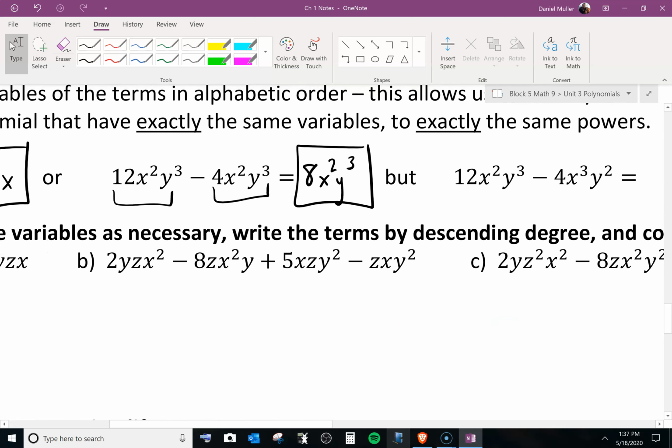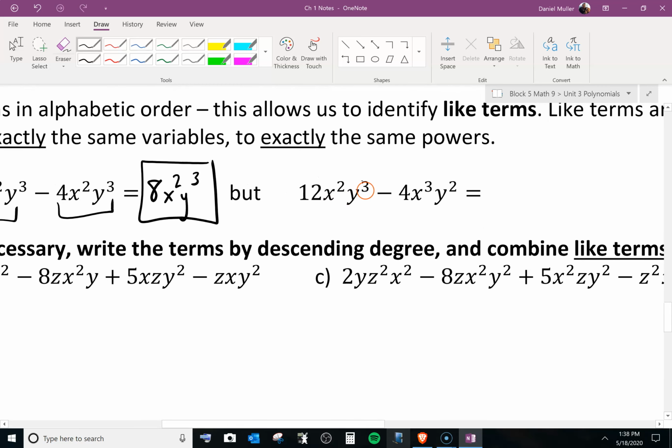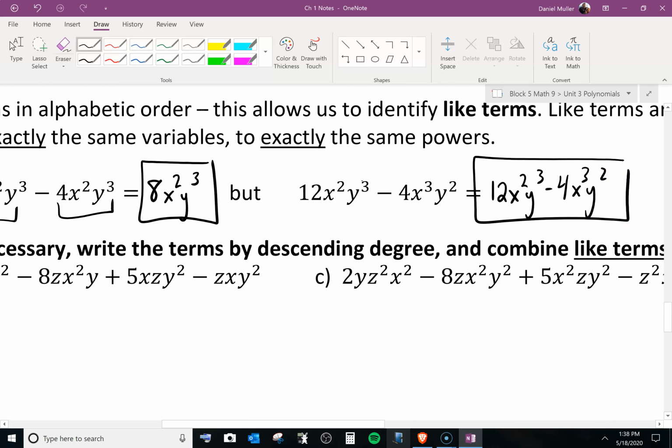12 minus 4, and then there's an x squared y cubed and an x cubed y squared. So, I mean, look at it. There's a 2 and a 3, a 2 and a 3. There's x's, there's y's. It looks identical, but it's not because there's an x squared and an x cubed. So it has to be exactly the same. So we cannot add these. These are not alike. So the answer to this is just to rewrite it. There's literally nothing we can do. We cannot add them. So the only thing is just to say, well, let's leave them separated.